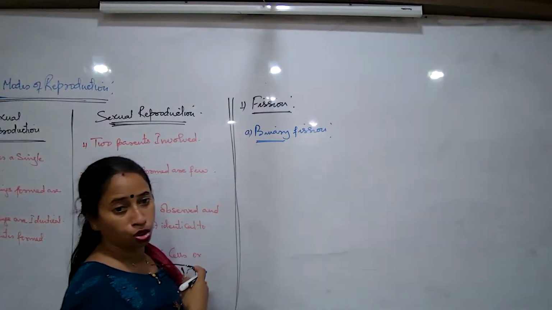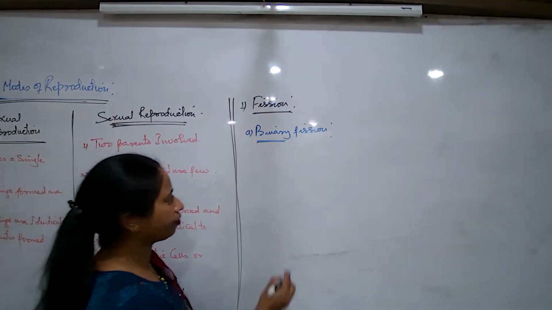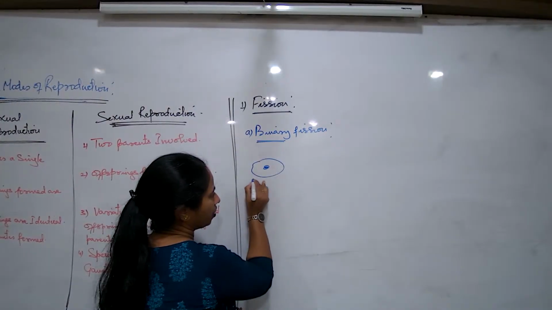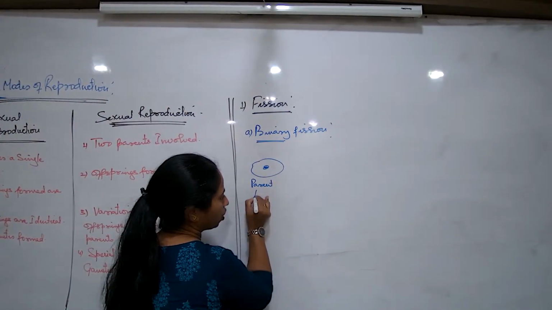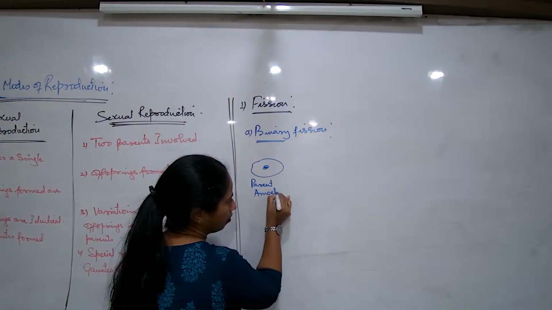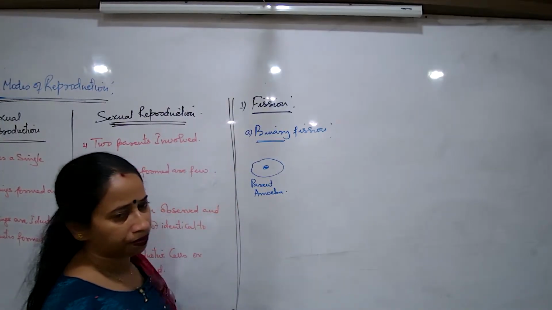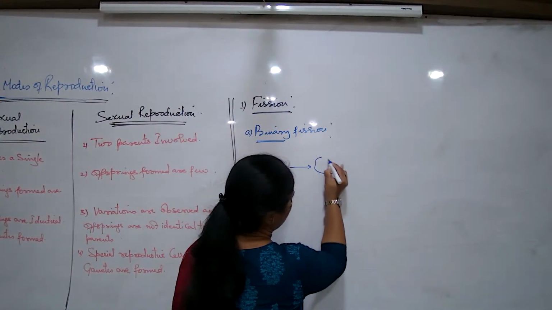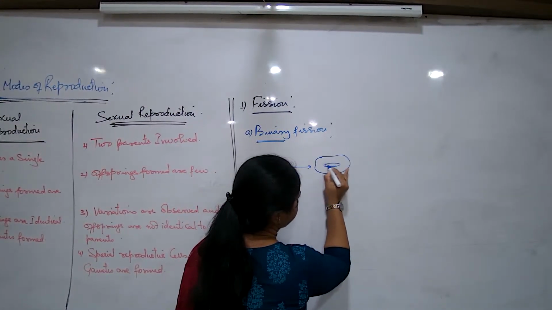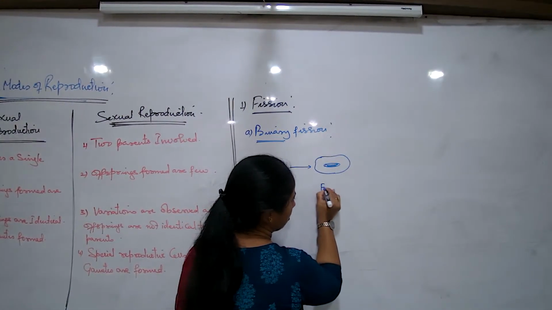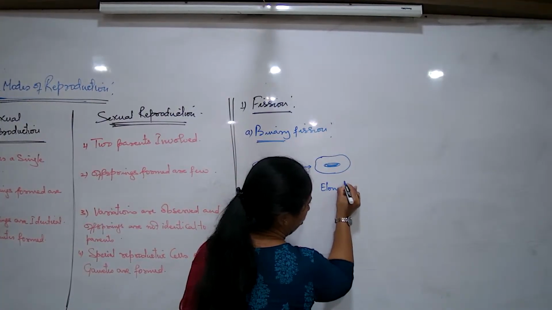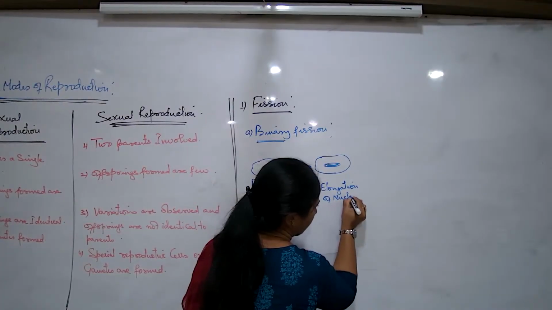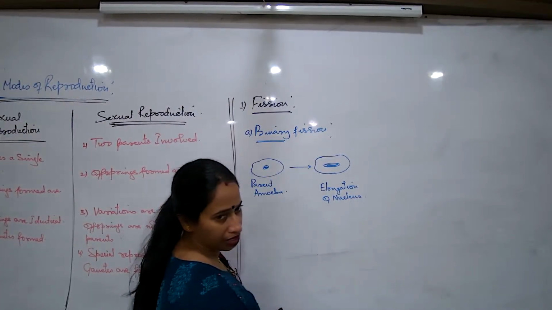Binary from the word 2. Now that we are talking about binary fission, let us start understanding the stages of the diagram. This is the parent amoeba. All of you will draw clear, neat diagrams. All of you start. So parent amoeba, what is the next stage? The elongation of the nucleus. The nucleus will elongate. Elongation of the nucleus.